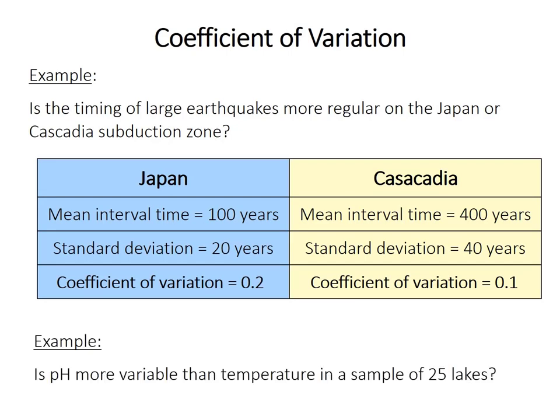So another example for using the coefficient of variation could be if you want to compare the variability of pH levels and temperature in a bunch of different lakes. pH and temperature are measured in different units, so it wouldn't make sense to compare standard deviations, because those also have those same units: pH units versus degrees Celsius. And so the coefficient of variation is basically a non-dimensional method of comparing variability.